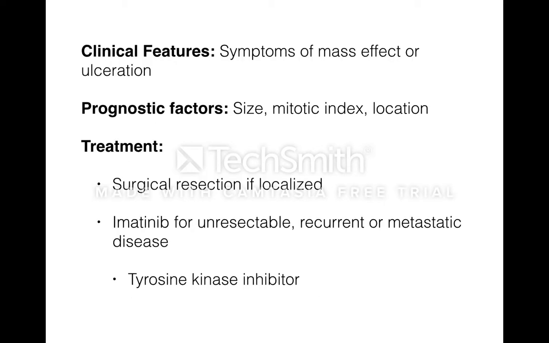So patients with GIST typically present with symptoms related to mass effect or ulceration, in other words, bleeding. Prognosis is determined by size, the mitotic index, and tumor location. These are typically treated via surgical resection. If the tumor is unresectable or if there is metastatic disease, imatinib, which is a tyrosine kinase inhibitor, can be used.